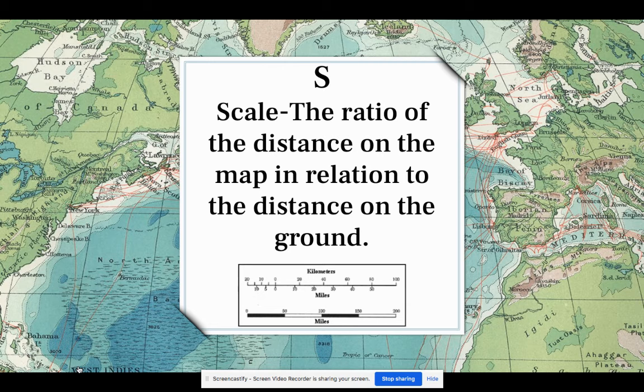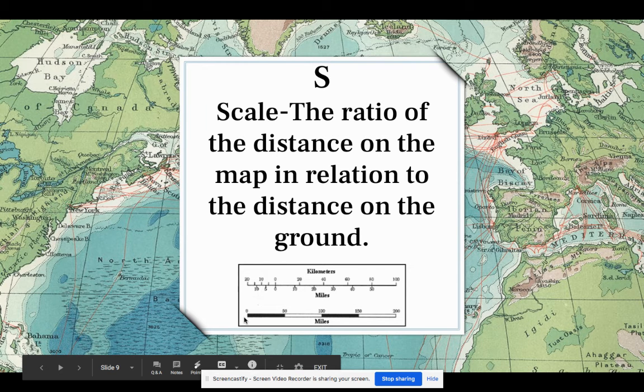Scale is a little bit complicated, and very often I will just give this to you. But scale is a ratio, a word in math that you'll hear later on, a ratio of the distance on the map, the paper map, in relation to the distance on the ground, the actual distance on the ground. So you can see down here that there's a scale. There's one in kilometers, and then there's a simpler one here in miles.